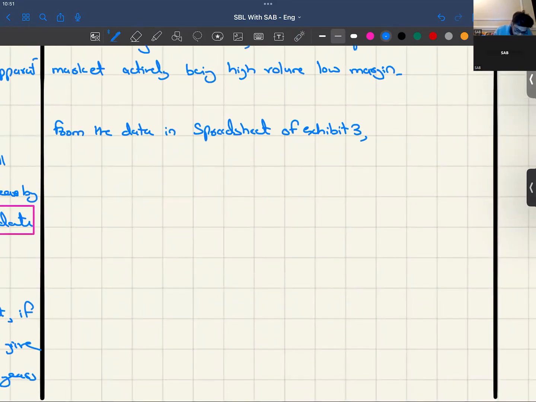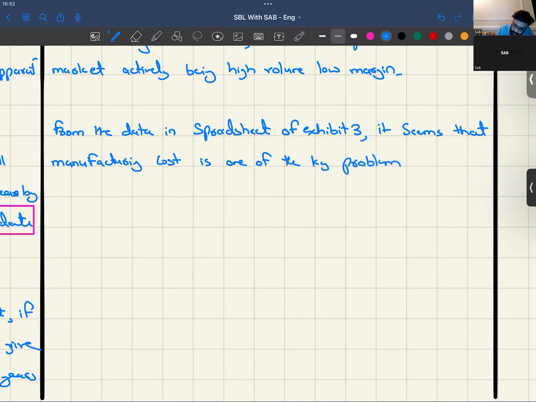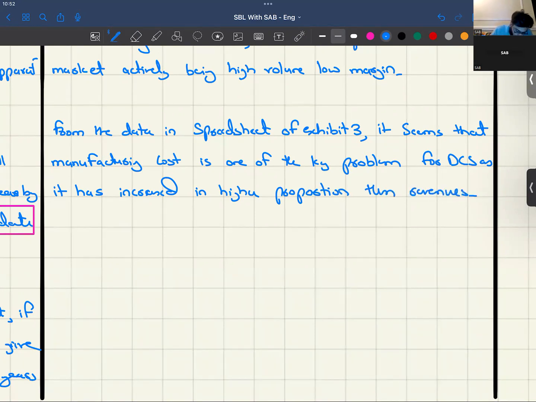of exhibit 3, it seems that manufacturing cost is one of the key problems for DCS, as it has increased in higher proportion than revenues, right?